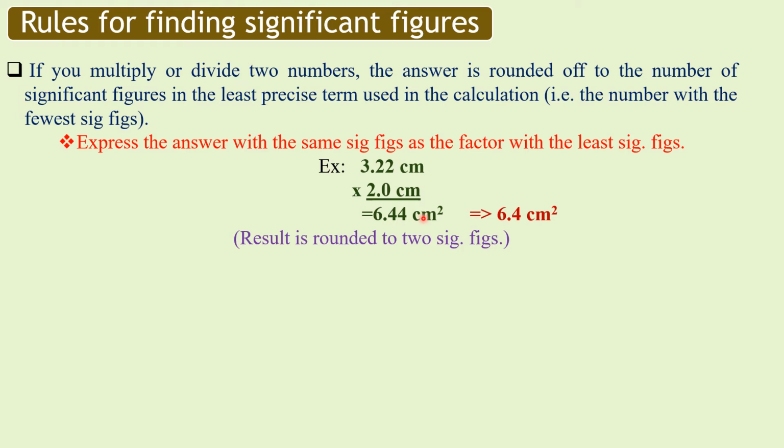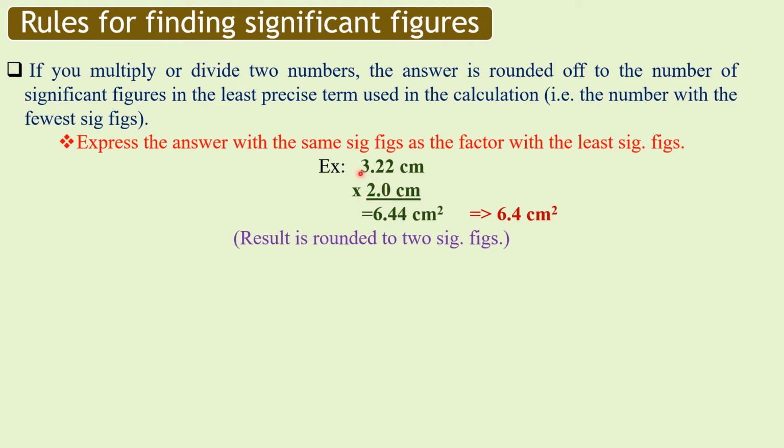For determining the number of significant figures in our answer 6.44 centimeter square, we will count the number of significant figures in the least precise term, and the answer will be expressed with the same significant figures as the least precise term with the least significant figures. So in our calculation, the least precise term is 2.0 because we can compare 3.22 with 2.0.